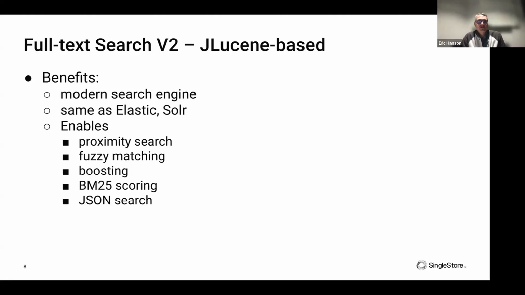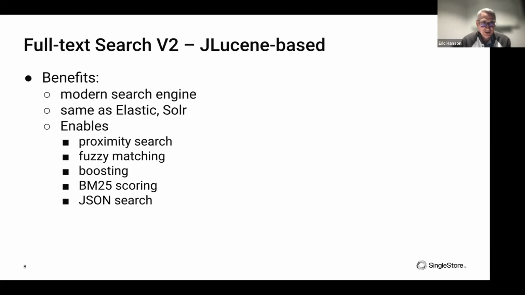And full text search version 2, based on Java Lucene, brings a bunch of benefits, including just a modern text search engine. It's the same text engine that's in Elastic and Solr. Elasticsearch and Solr are popular search systems that are open source. It enables us to do things that we couldn't do before with full text search, including proximity search, which is finding text where there are certain words within some specified distance of each other.